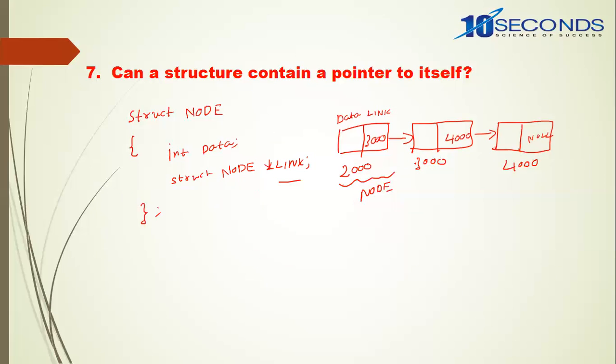So the data type of node is again struct node. So this type of structure is called self-referential structure. Self-referential structure.